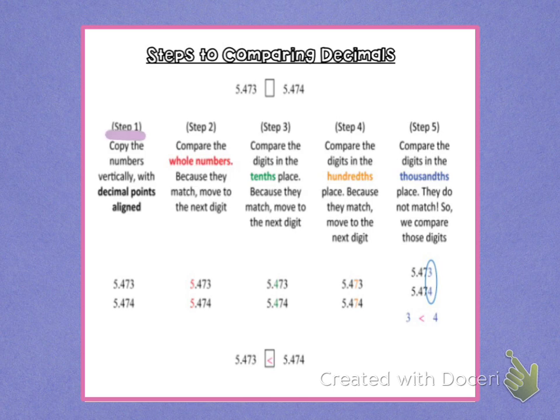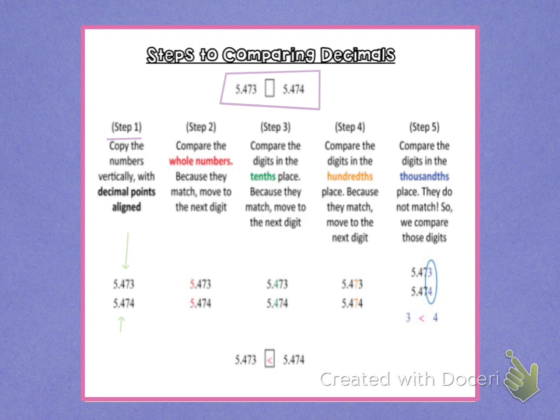So we have step 1. You are going to copy the numbers vertically with the decimal points aligned. So if we look here, we have these two numbers that we're comparing and ordering in these examples. And so it is side to side right here. And if you look right here, we lined the numbers vertically and aligned the decimal points. So if you look right here, the decimal points are in order.